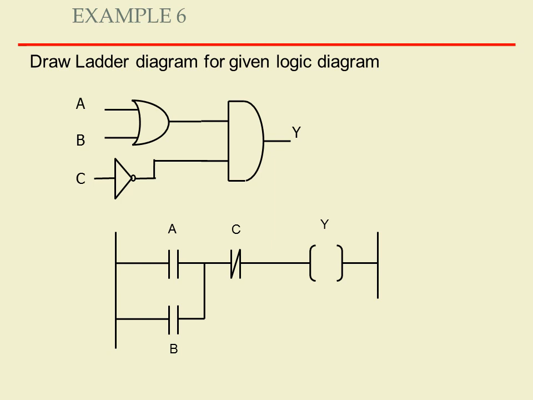And then next one, draw ladder diagram for given logic diagram. Okay, so first is the OR gate. It is having the inputs A and B. Its output is first input to the AND gate, and the second input to the AND gate is C bar, and C bar can be represented as the input C with the inverter or NOT gate, that will give you the C bar.